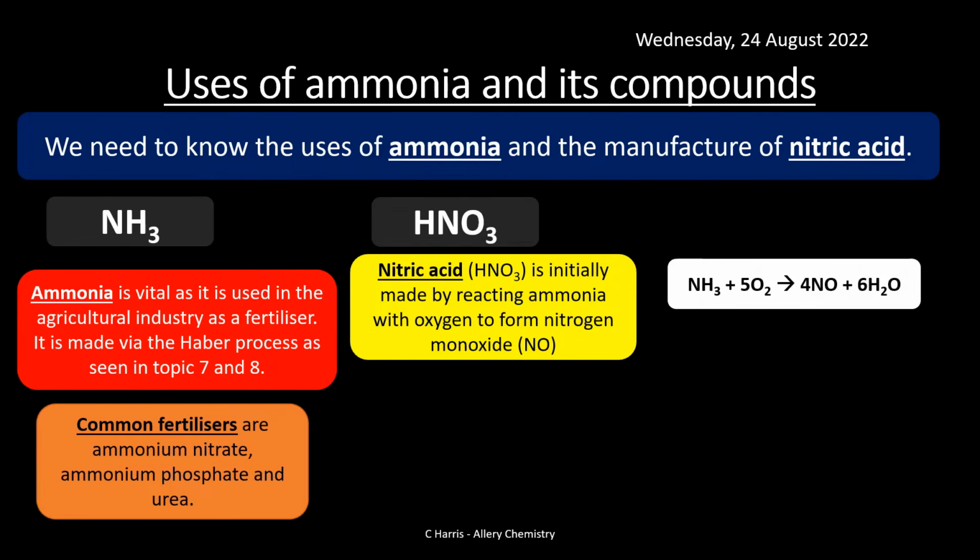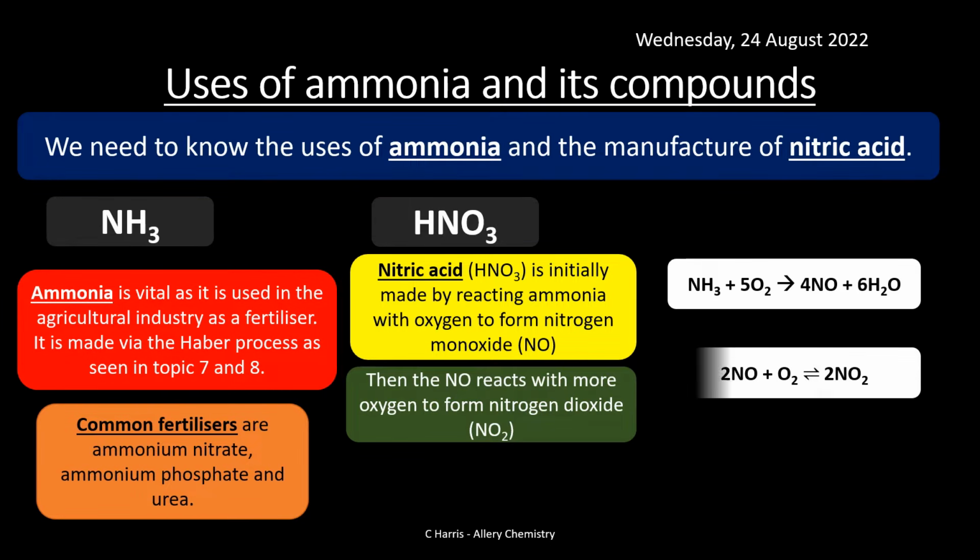The other one is the manufacture of nitric acid. Nitric acid is a very important bulk chemical. It's used to make other products such as pharmaceuticals and paints and coverings. So it's a really important base chemical. Nitric acid is initially made by reacting ammonia, which could be made from the Haber process, for example, with oxygen to form nitrogen monoxide. So that's the NO bit. Then we can take the NO and react it with more oxygen, basically just heating it up, to form nitrogen dioxide, which is NO2.